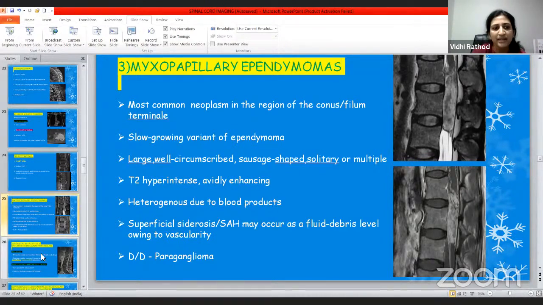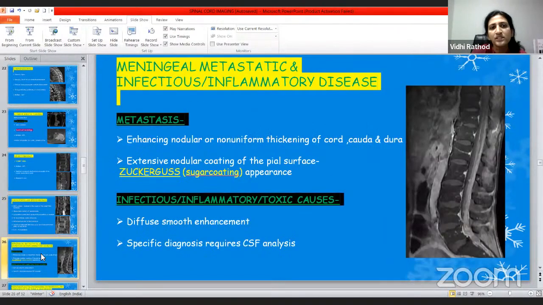The differential is paraganglioma. Now the meningeal, metastatic, and infectious inflammatory diseases. METs basically cause enhancing nodular and non-uniform thickening of the cord, the cauda, and the dura. And the extensive nodular coating of the pial surface is classically described as the Zuckerguss or sugar coating appearance. There can be infectious, inflammatory, or toxic causes, but that leads to smooth and diffuse enhancement and not nodular enhancement. But specific diagnosis always requires a CSF analysis.